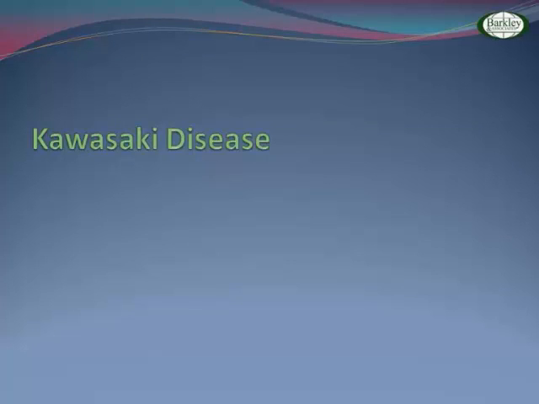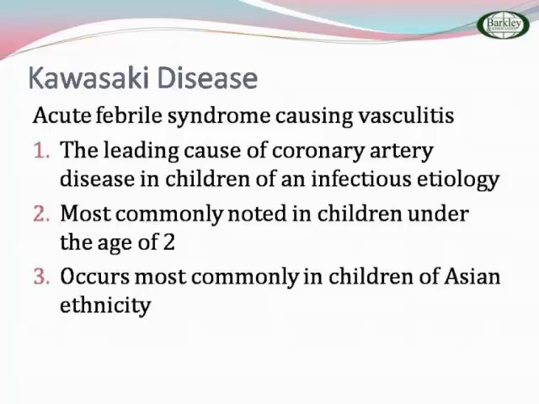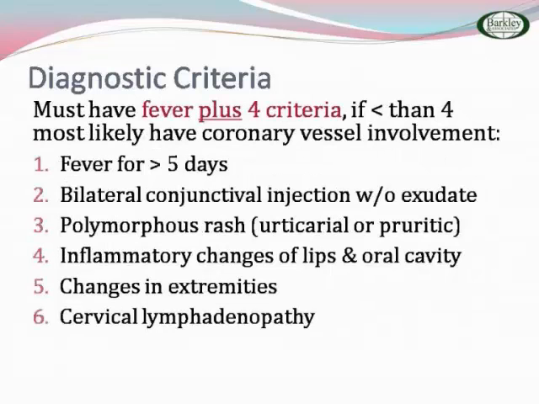Kawasaki's. Now, Kawasaki is an acute febrile syndrome causing vasculitis. So when we think about rheumatic fever versus Kawasaki, rheumatic is post-infectious. This one is hot. This is a toxic vasculitis. Most common in children under the age of 2 and more commonly noted in Asian children. These kids are sick. They have a fever, and it can last several days. If you have a child with a fever of 5 days or more, that's a great concern.